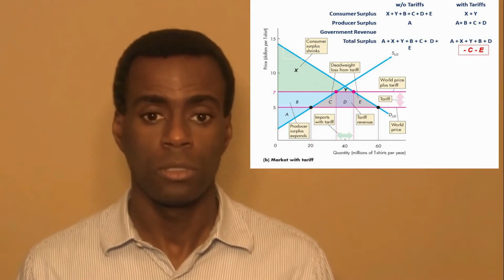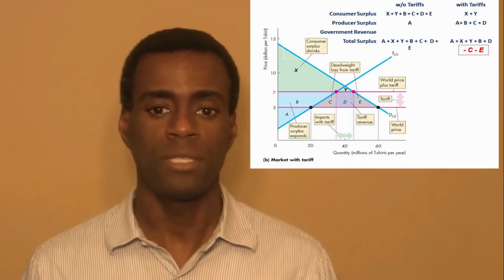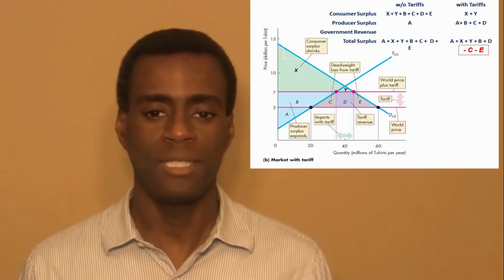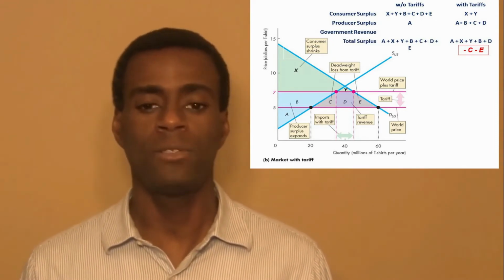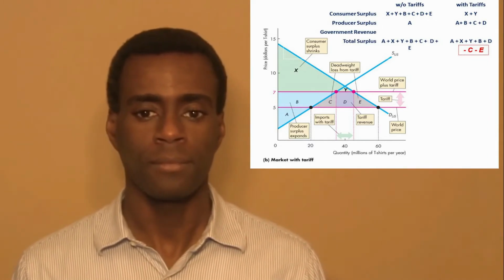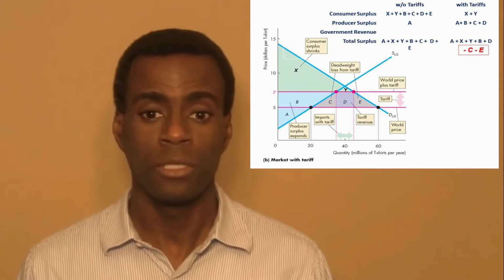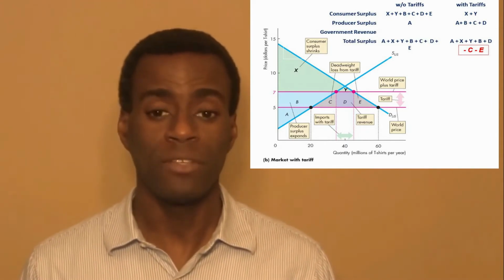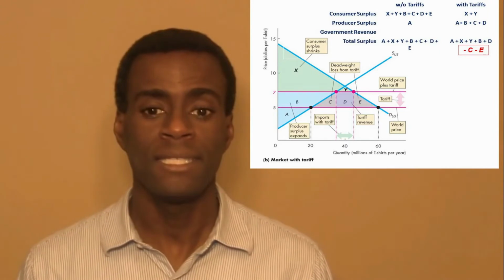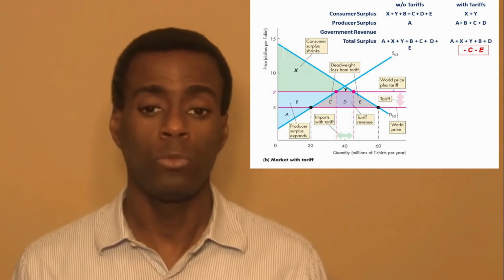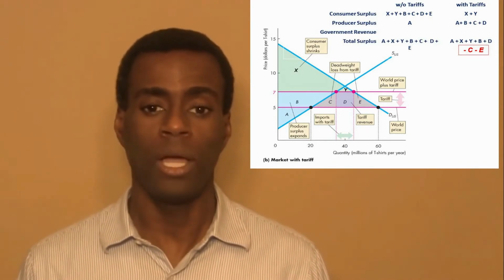Consumer surplus with trade but without tariff is represented by all of the other areas that you can see on the graph: B, C, D, E, X, and Y. But once tariffs are imposed and the price of t-shirts increases from $5 to $7, consumers lose areas B, C, D, and E, and consumer surplus is only represented by areas X and Y.